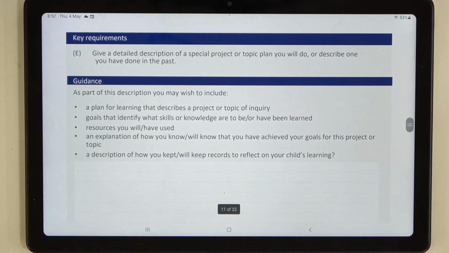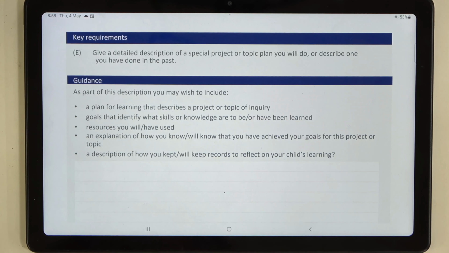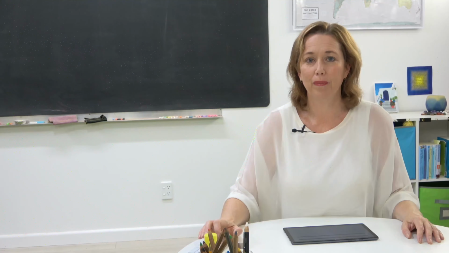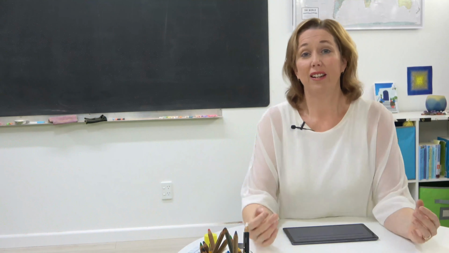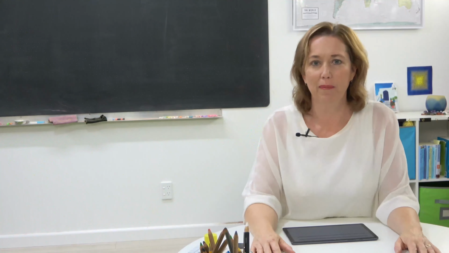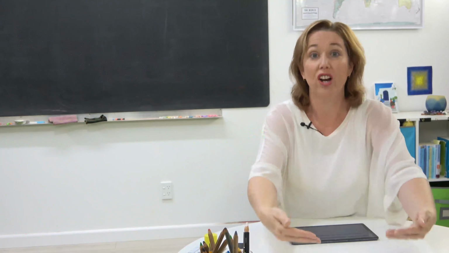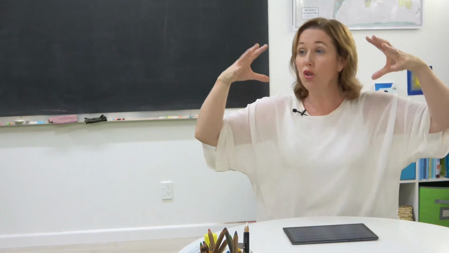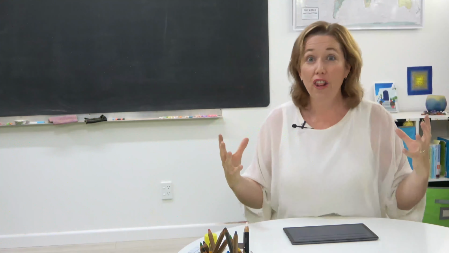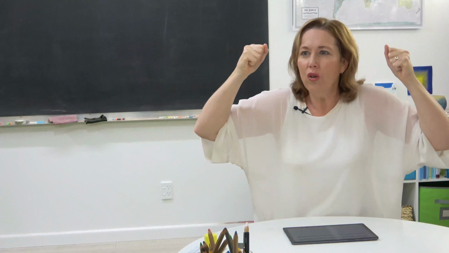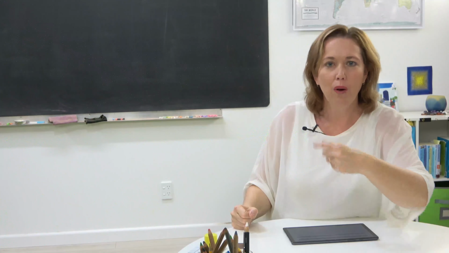Give a detailed description of a special project or a topic plan that you will do, or describe one you've done in the past. This is the ministry helping us get organised, going, okay, righty-ho team, if you want to get your kids to study something that they're passionate in, because that's what you've just said in the section above. You've just said you want your kids to be passionate, you want them to learn things that they want to learn, you want them to study stuff that they're interested in. That's all fine and well. But how would you actually practically make that happen?